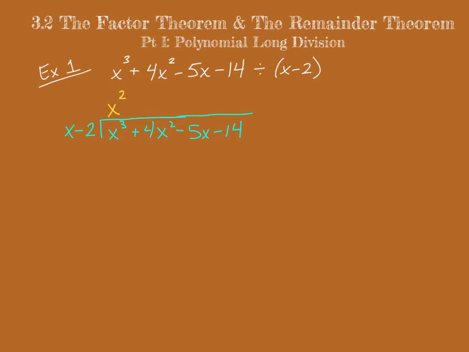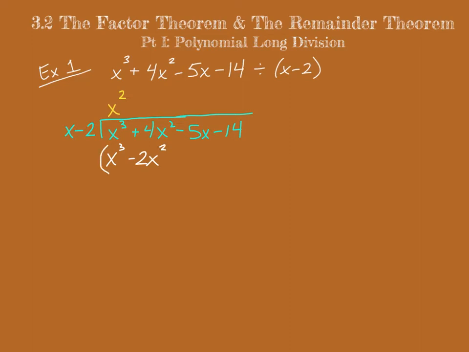And then, just like before, our next step is multiplication. So we're going to multiply the x squared times the x minus 2. So 2 multiplications. We're going to do x squared times x, which gets us back to x cubed. That should cancel. And then we're going to do x squared times a minus 2. X squared times negative 2 gives us minus 2x squared, which we're going to write there. So minus 2x squared. Our next step is subtraction.